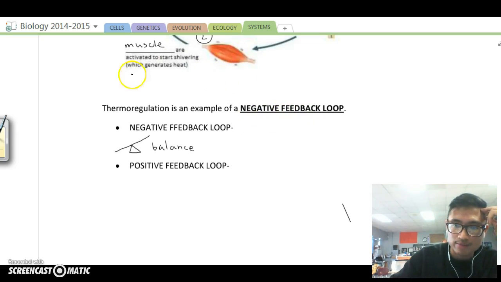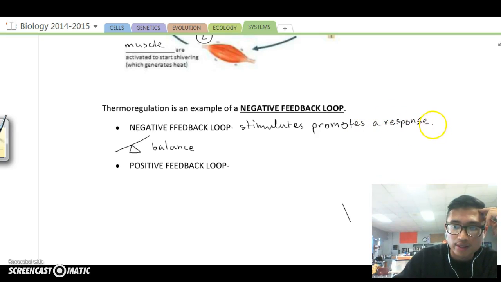So there's a stimulus, basically, that's occurring. And that stimulus promotes a response. And that response then acts to inhibit the stimulus.